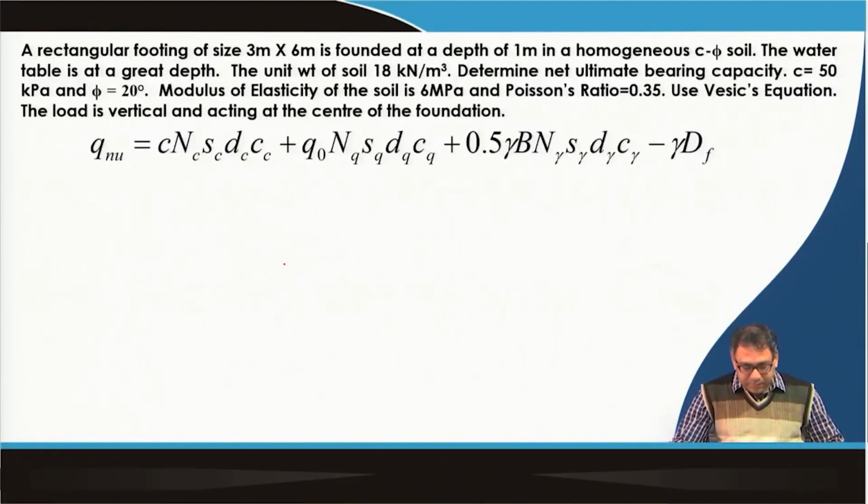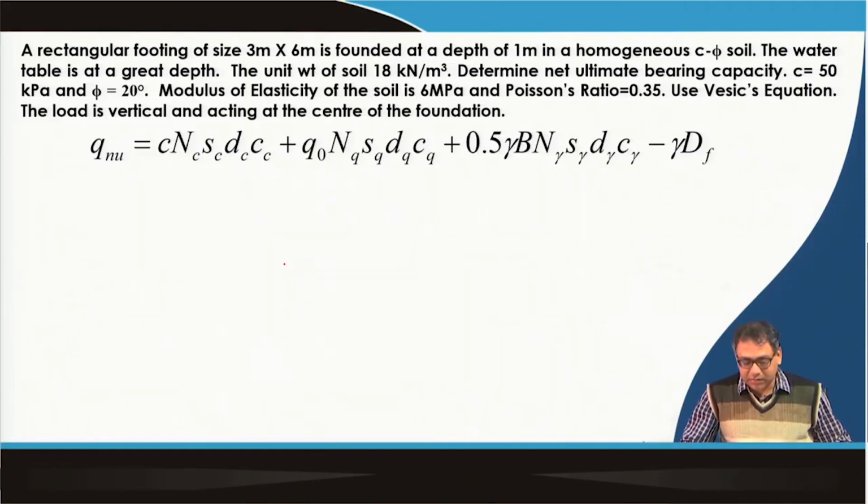So, that example problem is: given a similar rectangular footing of size 3 meter cross 6 meter, placed at a depth of 1 meter in a homogeneous soil. The water table is at a great depth. The unit weight of the soil is 18 kilonewton per meter cube. Determine the net ultimate bearing capacity when C is equal to 50 kPa, phi equal to 20 degree.